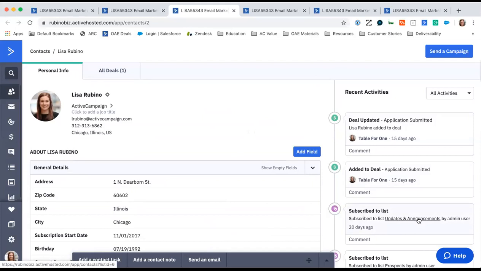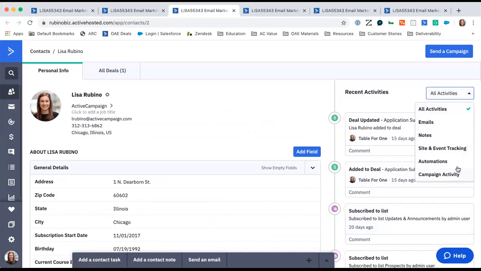And then lastly, we also have the activity feed on the right-hand side. This is live updating as your contacts are viewing your site, opening email, subscribing to lists. This will all be stored here. So if you wanted to go in and look at a specific record, this is what you would see.